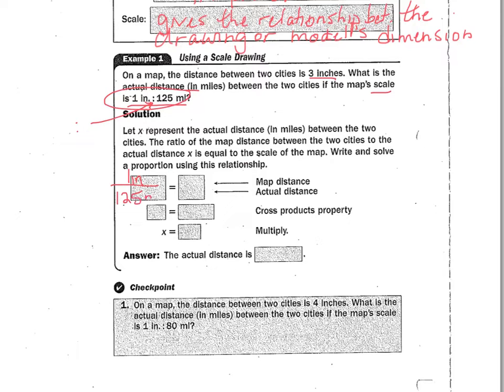And you guys, I want to see these written. If it's inches over miles, it's got to be inches over miles. And it tells me in the problem it's 3 inches, so I'm going to put the 3 up with the inches. We want to know the actual number of miles, which is x. Cross multiply them, and you get x is equal to 375. And the label is miles. Okay? You guys do number 1.